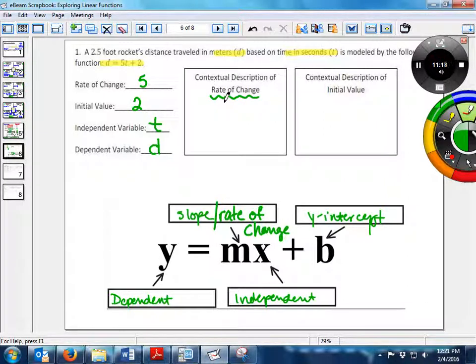So your contextual description of rate of change. So what's happening? In this problem, we're shooting a rocket off into the sky. So when the rocket is going into the air, how fast is it going? Well, it's going at a speed of 5 meters per second. Okay, and we get that from the meters and the seconds. The initial value is, where did it start? Well, the rocket's not lying flat on the ground. It's probably standing straight up, probably on some kind of stilt or something. So it's starting at a feet of 2, or meters of 2.